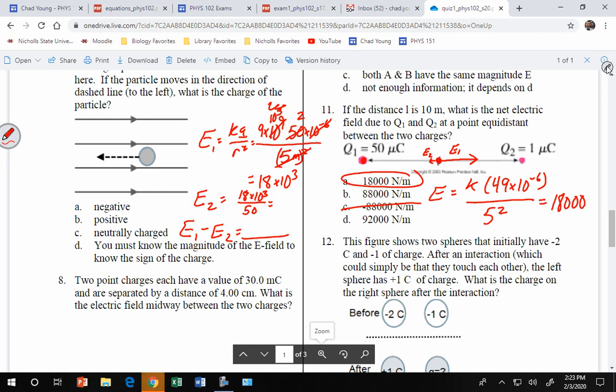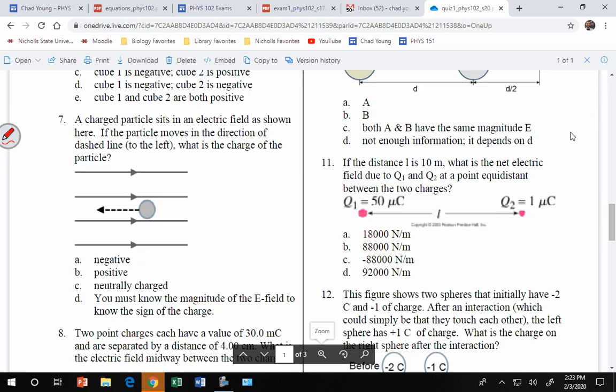You want to look at the rest of the quiz? Do you have any? Quiz was tough. I was expecting, I don't know what I expected. I expected better scores. I really did. But that's okay. We'll pick up and move on.